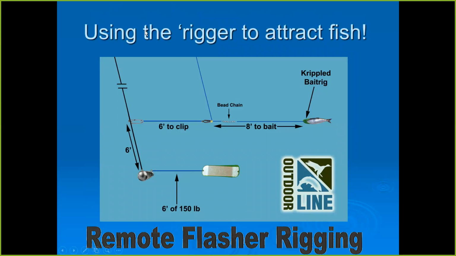We can also use this downrigger to attract fish, and by doing so, we take the load off of our rods and reels to a great extent. So, here we have a flasher that's suspended from the ball.